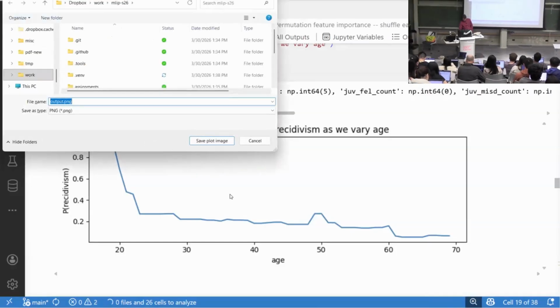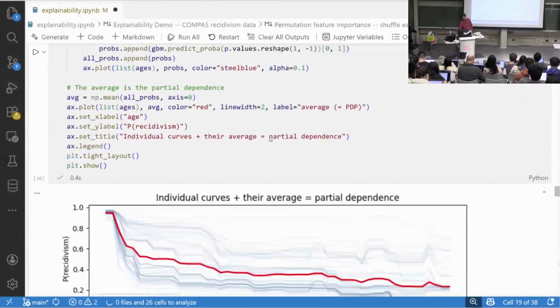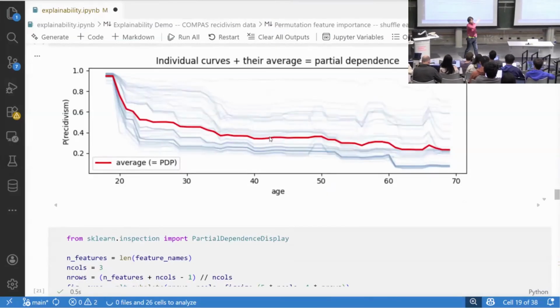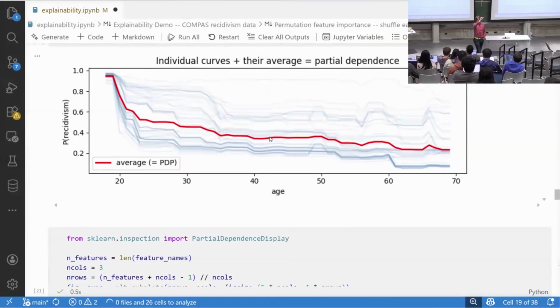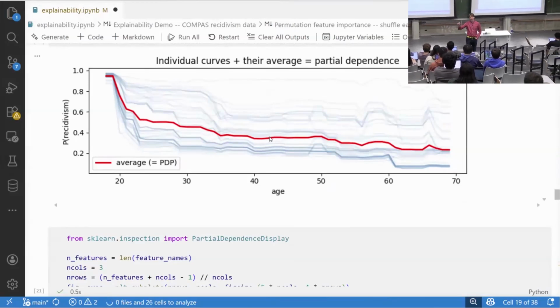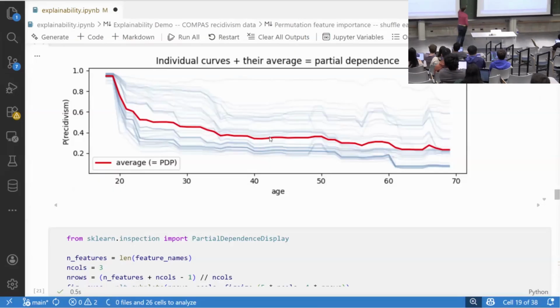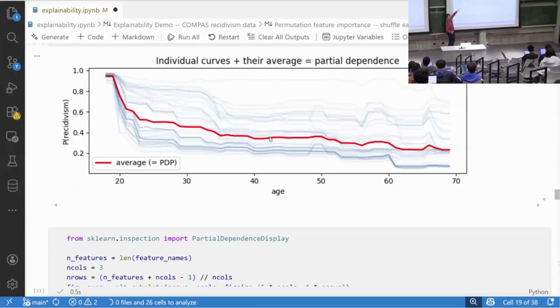And now I can do this for every single person in my data set. So I have this, the thin lines is one person each, and I can see what happens if I change the age of that person. And the big red line is the average of all those lines. What this shows me pretty directly is that age has a pretty big influence, from thinking recidivism is very high to fairly low. The range is pretty big.